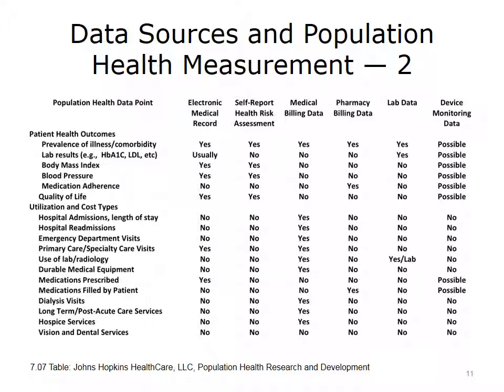Lab data is often inclusive of illness and comorbidity prevalence, but many times lab data will have a rule-out diagnosis, such as rule-out diabetes. So we don't want to capture those as definitive diagnoses on lab data. Device monitoring, again. It's possible to get patient health outcomes data, possible to get medications prescribed and filled by the patients in terms of self-reporting, but not likely to get cost and utilization data. So in the past two slides, you're getting a sense of the sources of data and how each source of data is valuable, but not 100% complete.